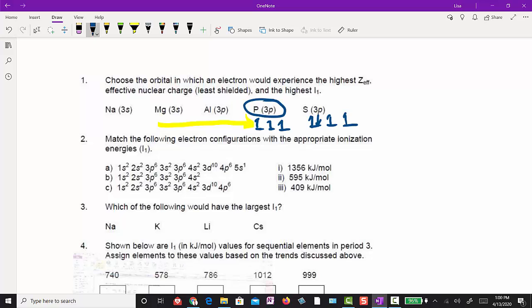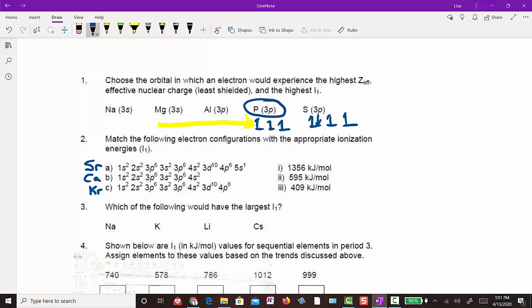Number 2: match the following electron configurations with the appropriate ionization energies. First, let's figure out what these elements are. This one ends at 5s1, so this is strontium. This one ends at 4s2, so this one is calcium. And this one ends at 4p6. That is krypton.